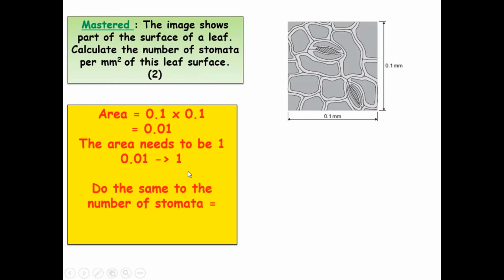So because we've timed it by 100, we need to times the amount of stomata in that area by 100. Because there's 2 stomata here, we need to times 2 by 100, which gives us the answer 200.